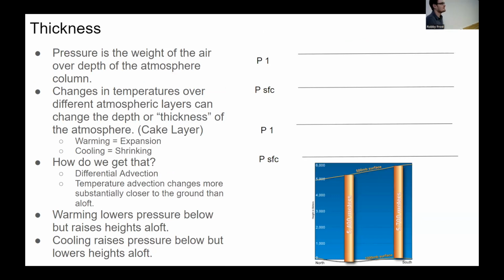Okay. I'm going to ask again, how many of you guys have heard the term thickness before? Yeah. Okay, in a meteorological sense. Meteorological thickness is just a way to describe changes in layer heights, right? So the layer between, say, 1,000 millibars and 500 millibars, but that's really just related to the pressure within that layer. So pressure is the weight of the atmosphere over the depth of the column, right? So it's literally the weight of the air above you. What kind of things can change pressure?